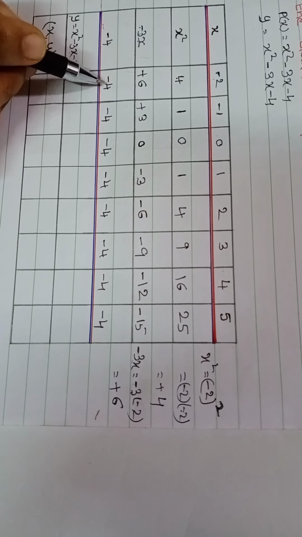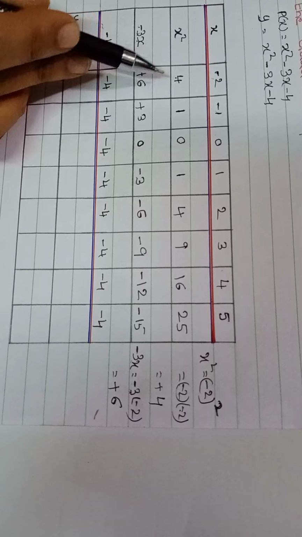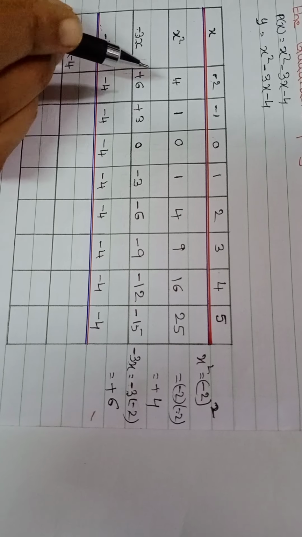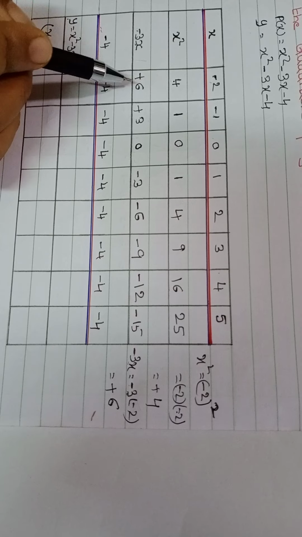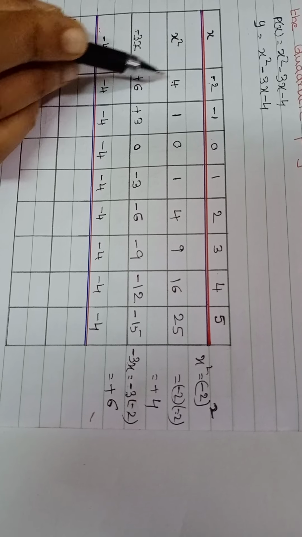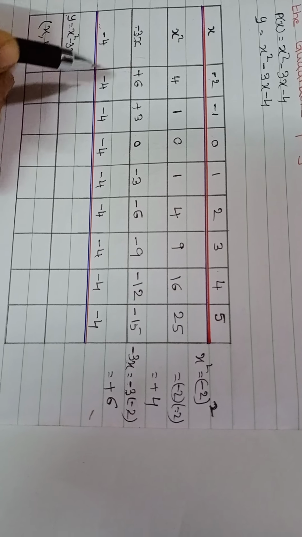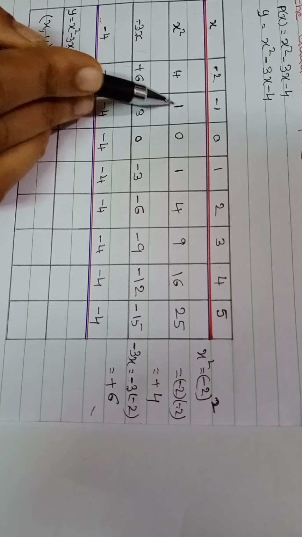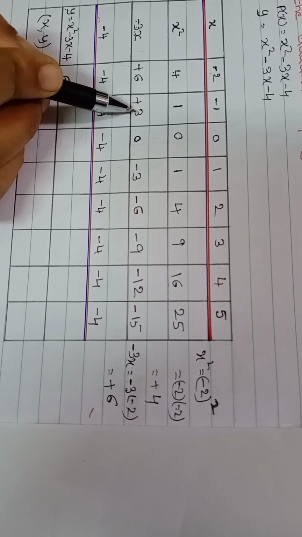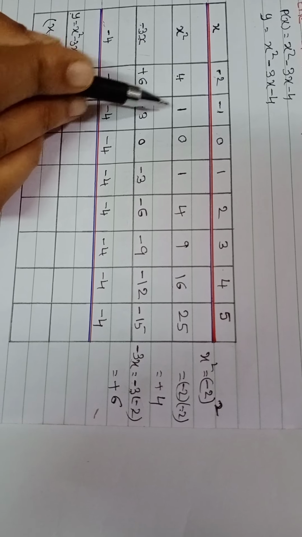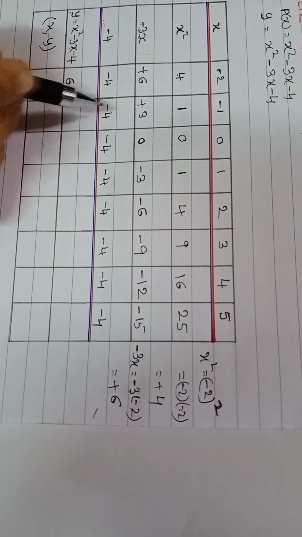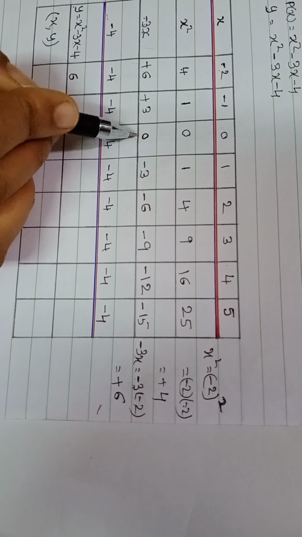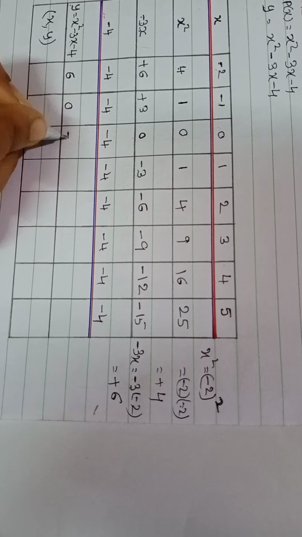Plus 4 minus 4 is cancelled. 6 remains. 6 plus 4 is 10. 10 minus 4 is also 6. 1 plus 3 is 4. 4 minus 4 is 0. 0 plus 0, 0. 0 minus 4, minus 4.